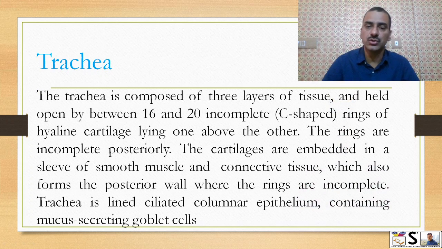The trachea is composed of three layers of tissue and is held open, or patent, by 16 to 20 incomplete or C-shaped rings of hyaline cartilage lying one above the other. The rings are incomplete posteriorly. The cartilage is embedded in a sleeve of smooth muscle and connective tissue, which also forms the posterior wall where the rings are incomplete. The trachea is lined with ciliated columnar epithelium containing mucus secreting goblet cells.